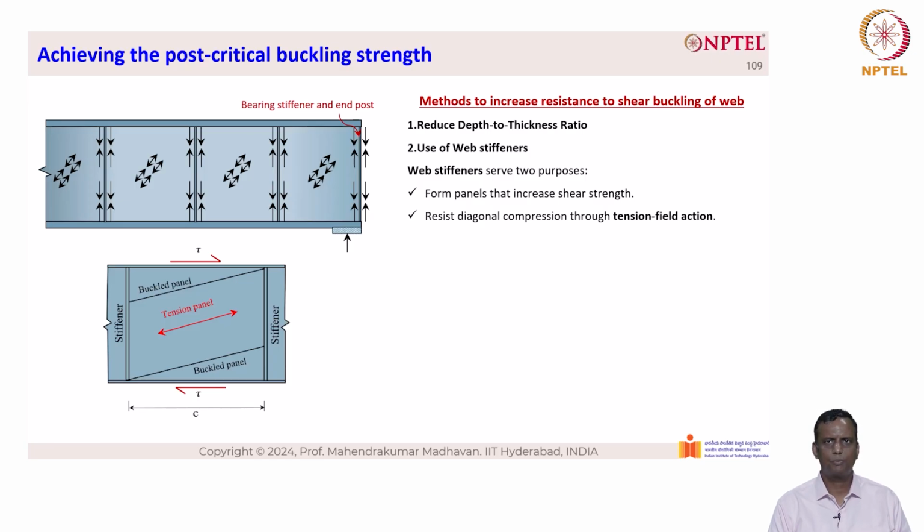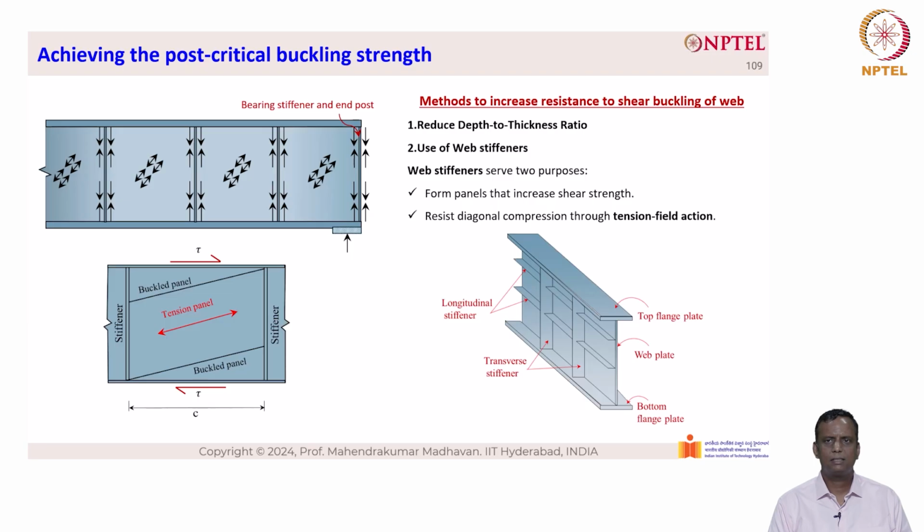Whereas intermediate transverse stiffeners serve a different purpose. They are stiffeners, but they are very thin, unlike bearing stiffeners which are very thick and beefy. They provide resistance to shear buckling of the web in order to increase your post buckling reserve capacity, such that the diagonal tension band forms. So the web stiffeners here serve two purposes: form panels that increase the shear strength and resist diagonal compression through the tension field action. This is basically described for intermediate transverse stiffeners.